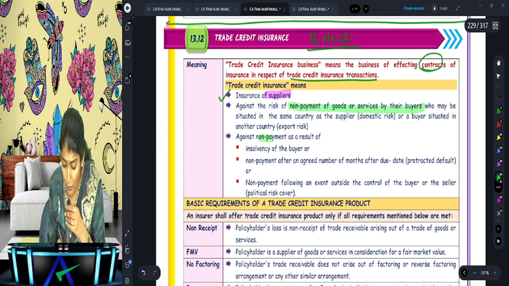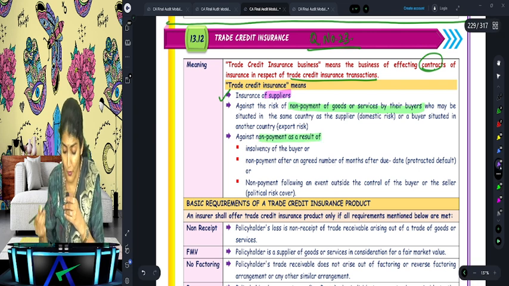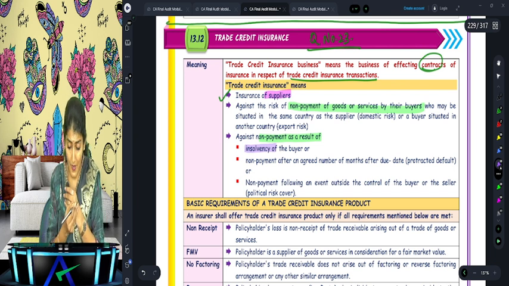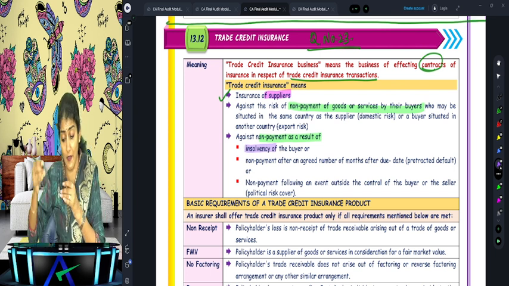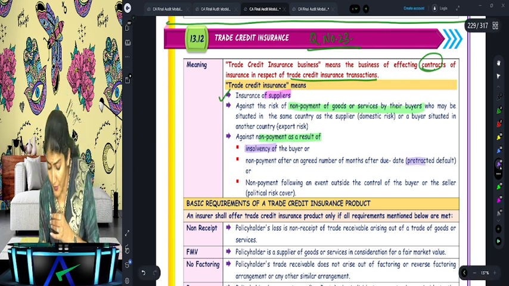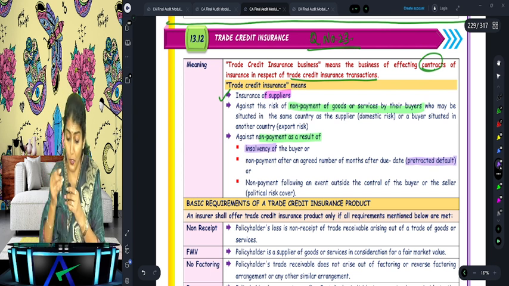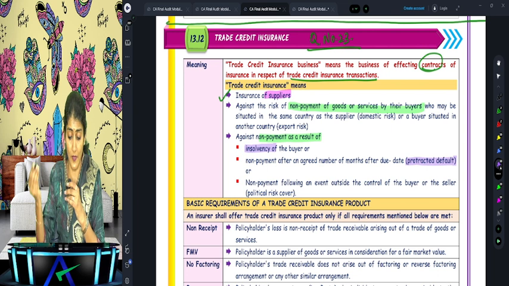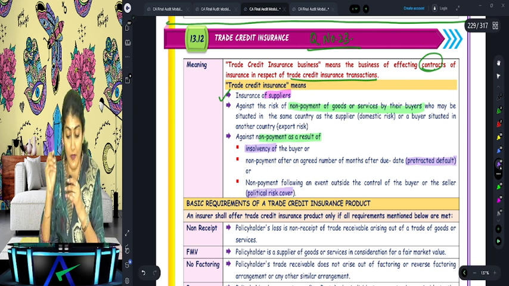And why is the buyer not paying? Due to the insolvency of the buyer, or non-payment after an agreed number of months after the due date, so protracted default, or non-payment following an event beyond the control of the buyer or the seller. So that is the political risk cover.